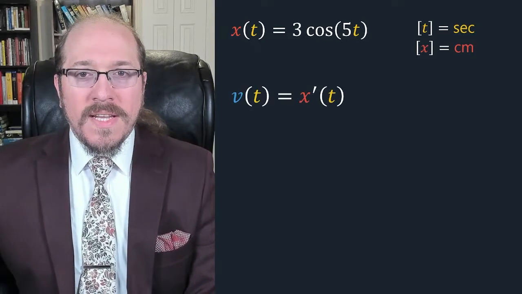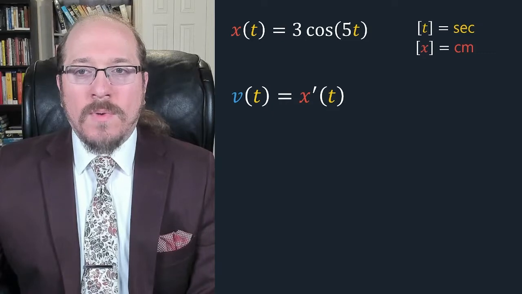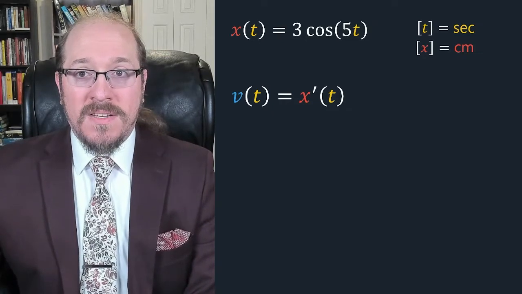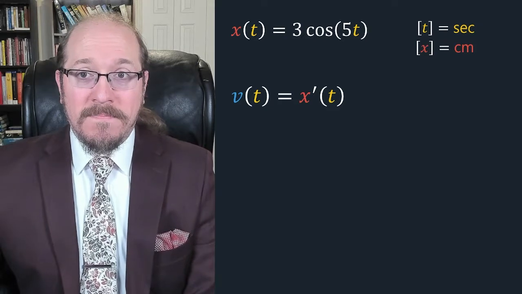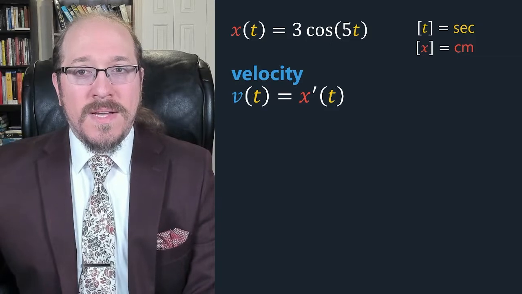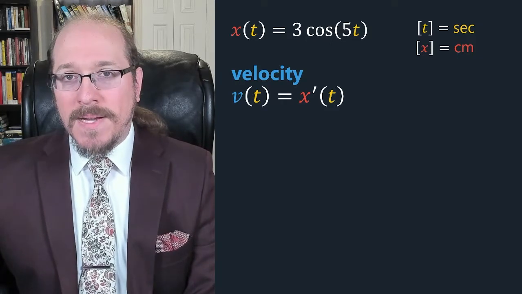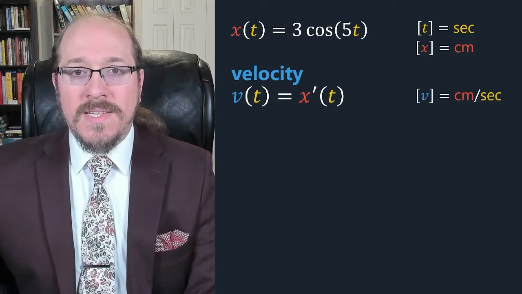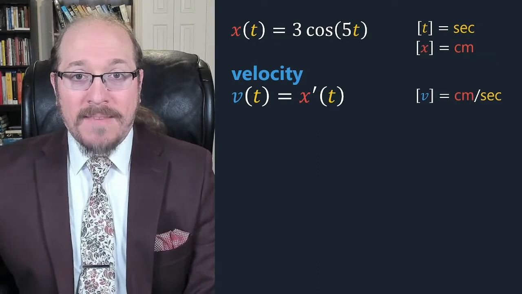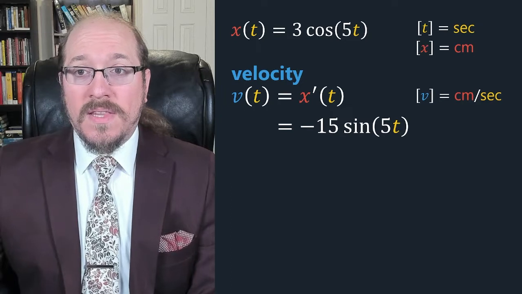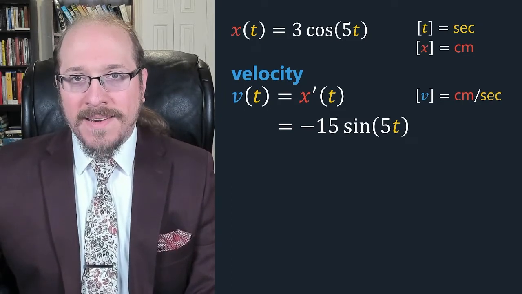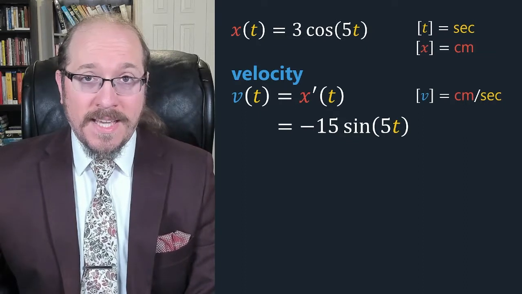Okay, so what can calculus tell us about the motion of this spring? Well, the derivative of the position would tell us the rate at which the position is changing at any moment in time. So in other words, how fast it's going. We call that the velocity. Since x is measured in centimeters and t is measured in seconds, the velocity is measured in centimeters per second. And if we use the chain rule, then we have that the velocity at any given time t is equal to -15 times the sine of 5t.